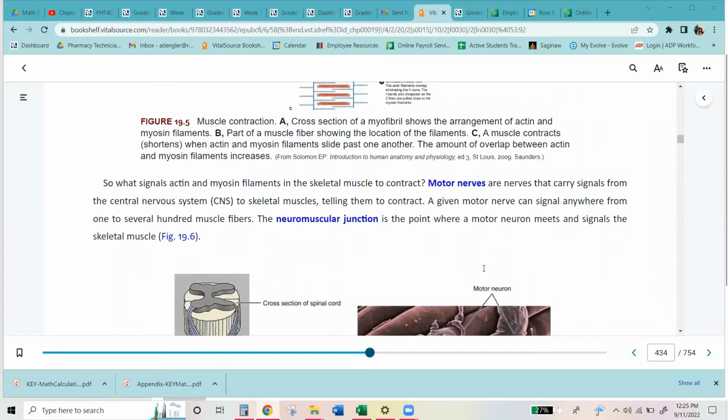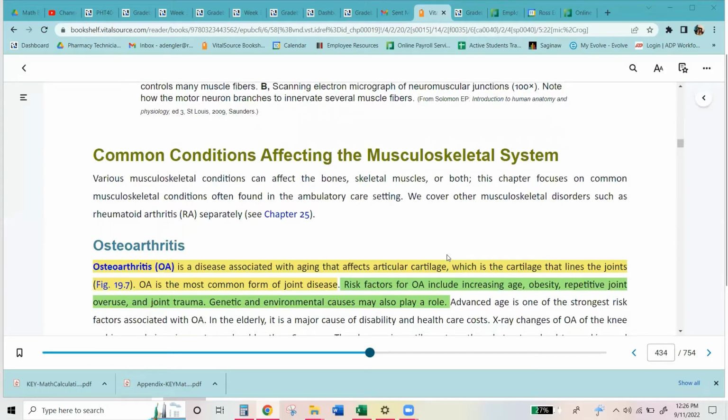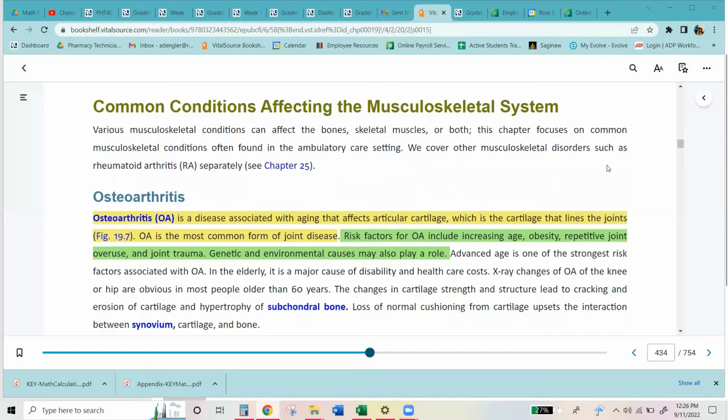So what signals actin and myosin filaments in the skeletal muscle to contract? Motor nerves, which are nerves that carry signals from the central nervous system to the skeletal muscles, telling them to contract. A given motor nerve can signal anywhere from 1 to several hundred muscle fibers. The neuromuscular junction is the point where a motor neuron meets and signals the skeletal muscle. Various musculoskeletal conditions can affect the muscles, skeletal bones, or both. And we will talk more on the other conditions later.